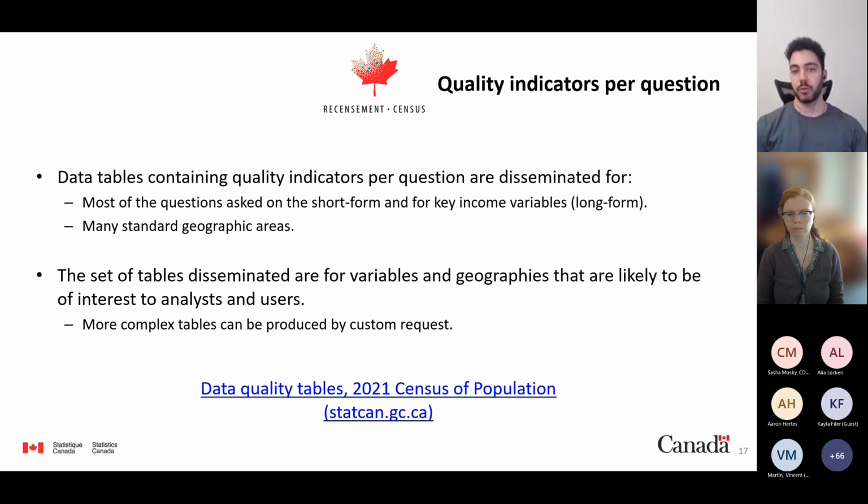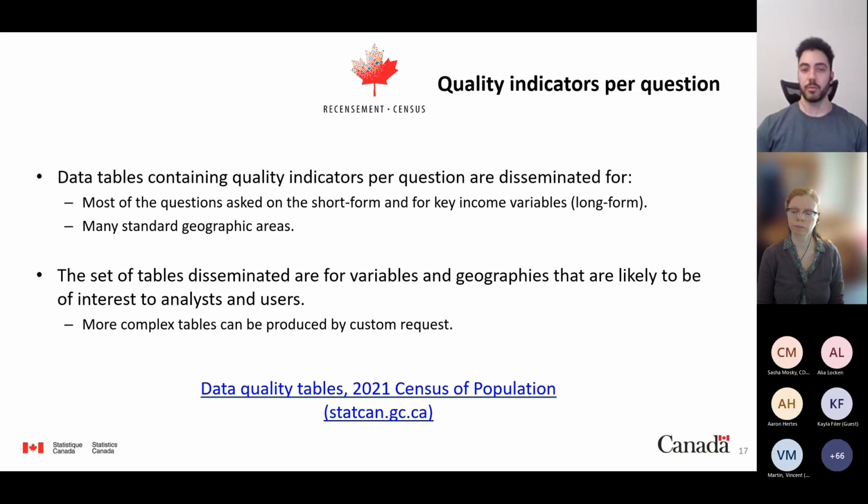These question level quality indicators, or quality indicators per question, are disseminated in their own standalone data tables. These are disseminated for most of the questions asked on the short form and for key income variables on the long form, and are also produced for many of the standard geographic areas used in the census. The set of tables disseminated are for various short form and long form variables and geographies that are likely to be of high interest to analysts and data users. The story doesn't stop there though. More complex tables for different variables or different geographies are available upon custom request.